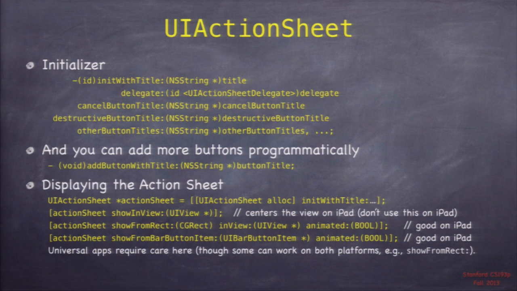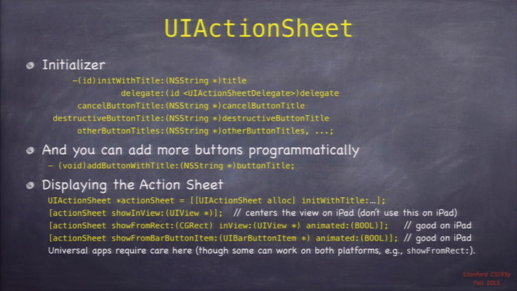But on the iPad, since it's going to appear in a popover, it makes a lot of sense to, for example, use show from bar button item. And it'll put the popover, and the little arrow on the popover will point at that bar button item. Or even show from rect. So you specify an arbitrary rectangle in your view, and it'll bring the popover up and point to that.